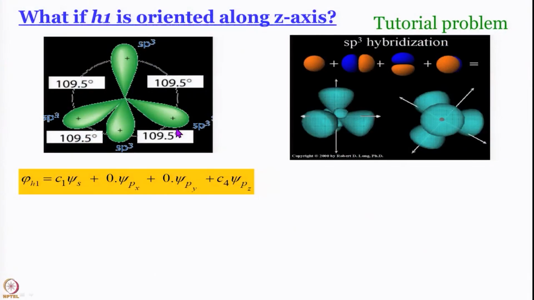What happens if I hold it in a different orientation? I will not work out all of it, I will work out a part of it and I will ask you to work out the rest of it. What happens if H1 is oriented along the z axis? And let us say I hold the other one in the zx plane. I do not know whether this figure is very clear to you.